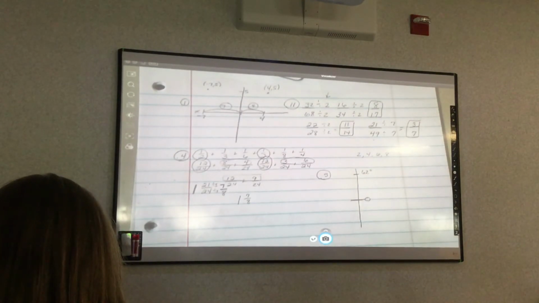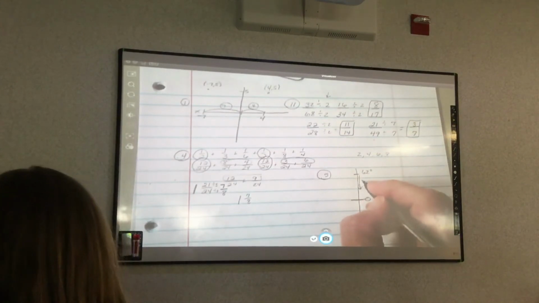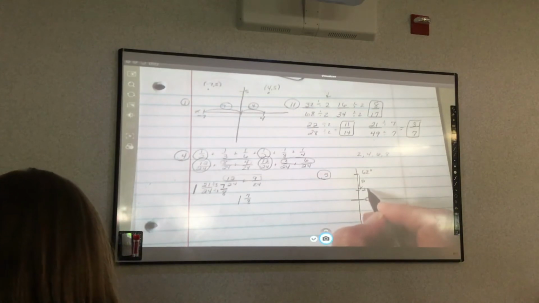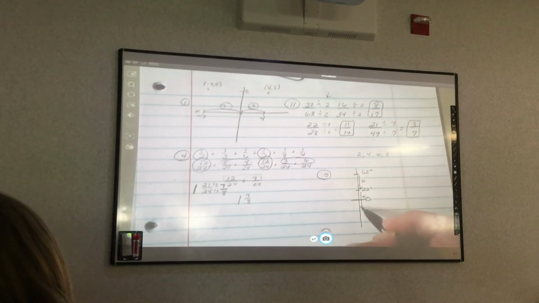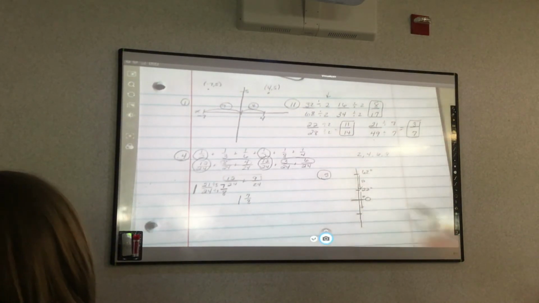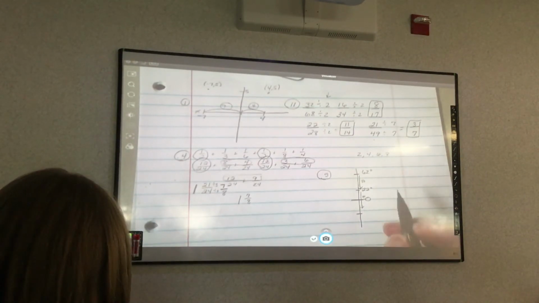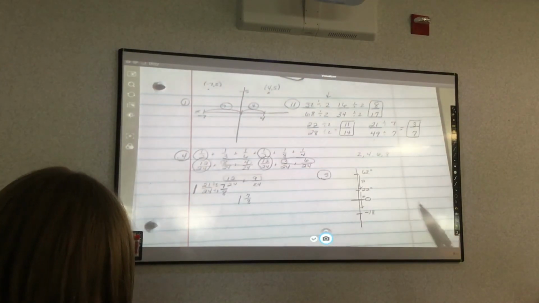It said it dropped, so I went down 40. So what do I stop at then? 22. So 22 degrees. Then it says it drops again another 40. So now what number am I at? Well, I'm at a negative number. It is negative 18, but how do I get negative 18?